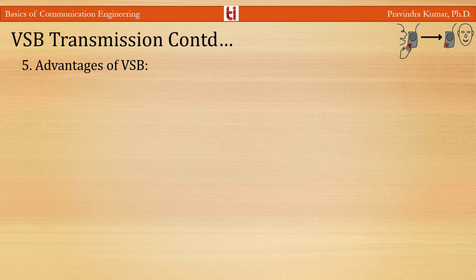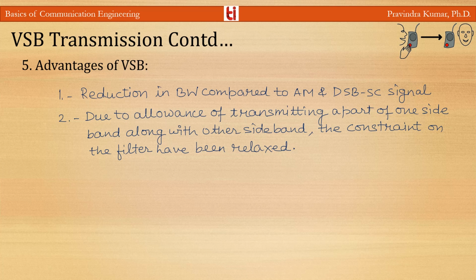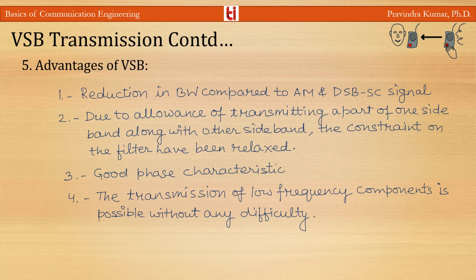Now the advantages of VSB. The main advantage of VSB modulation is the reduction in the bandwidth compared to the AM and DSB-SC signal, and it is almost as efficient as SSB. Due to the allowance of the transmission of a part of one sideband along with the other sideband, the constraint on the filter has been released, so a practically easy to design filter can be used. It has good phase characteristic, and the transmission of low frequency component is possible without any difficulty.